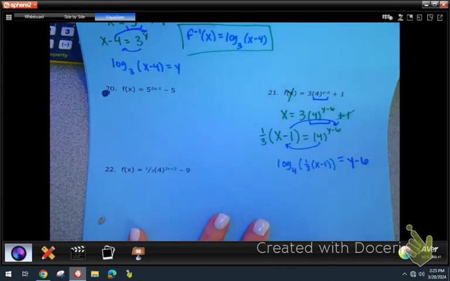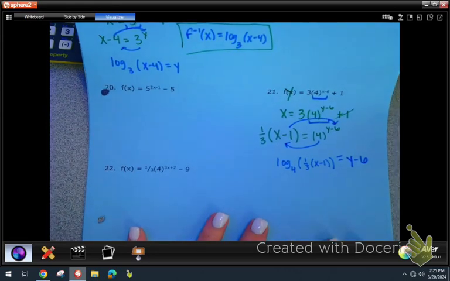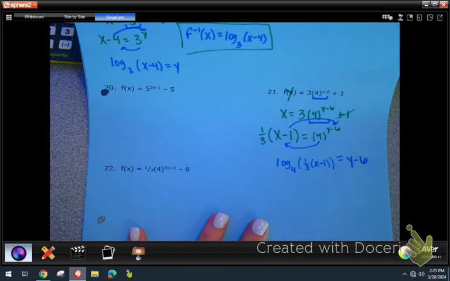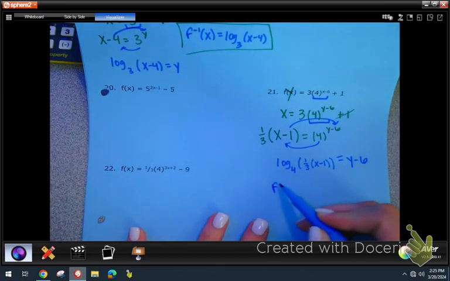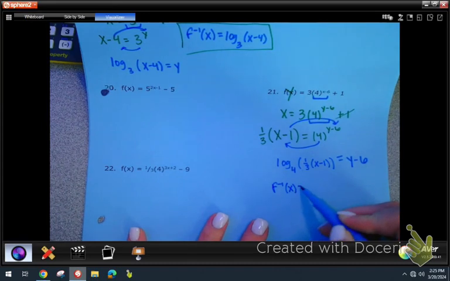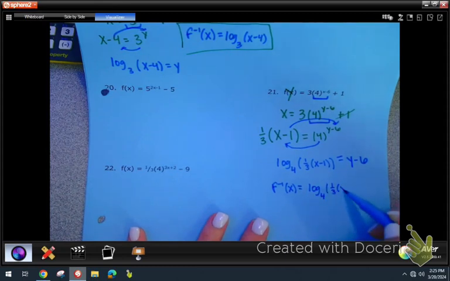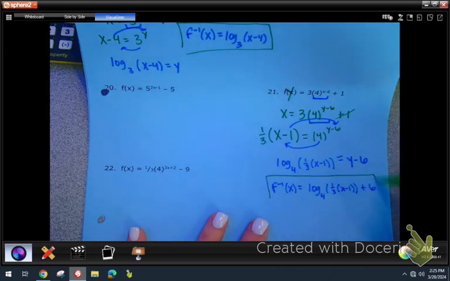y minus 6. So are you finished? No, because now you have to get y by itself. So what are you going to end up doing with that minus 6? Adding. Now it's going to be added after the log. So that's why I really want the parentheses around your argument there. I'm going to go ahead and do my f inverse notation because there's only one step left, but it would look like this. Log base 4 of 1/3 times x minus 1, plus 6. And that's my inverse. Okay?